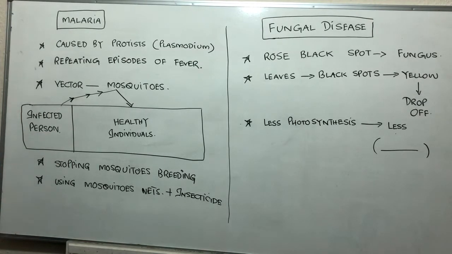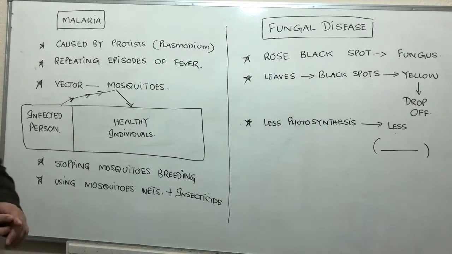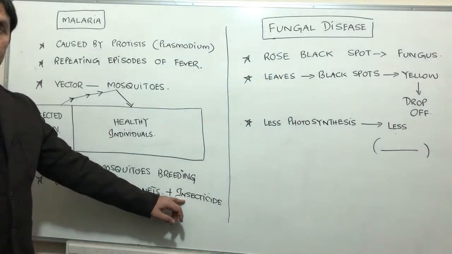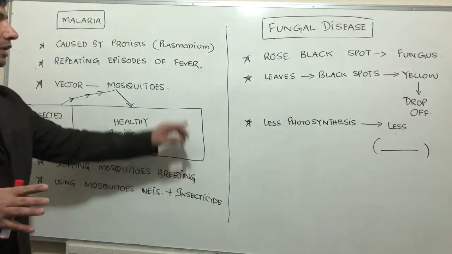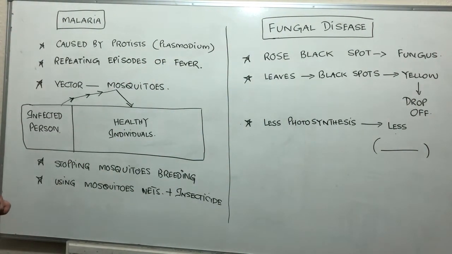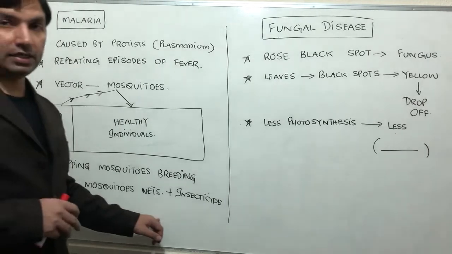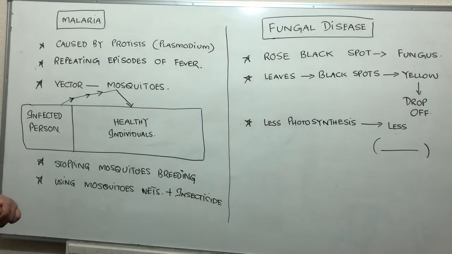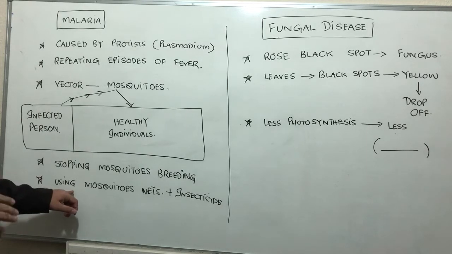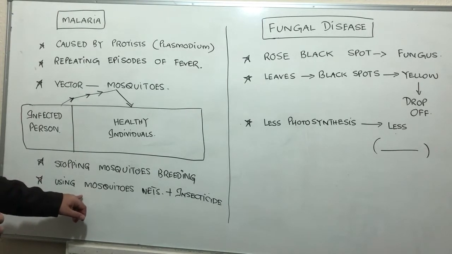How can we control this disease? That's by stopping the mosquitoes breeding, by using insecticides, the medicines which kill the mosquitoes and the other insect carriers of parasites, and especially by using mosquito nets at night time, so people can be protected from mosquito bites.